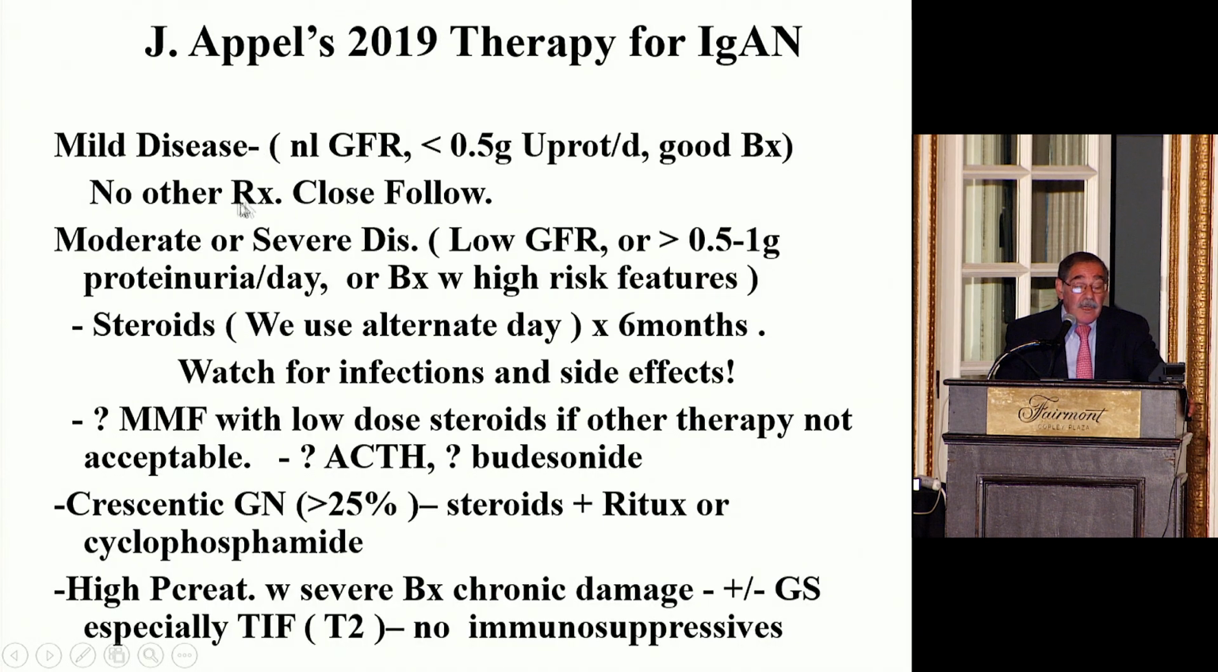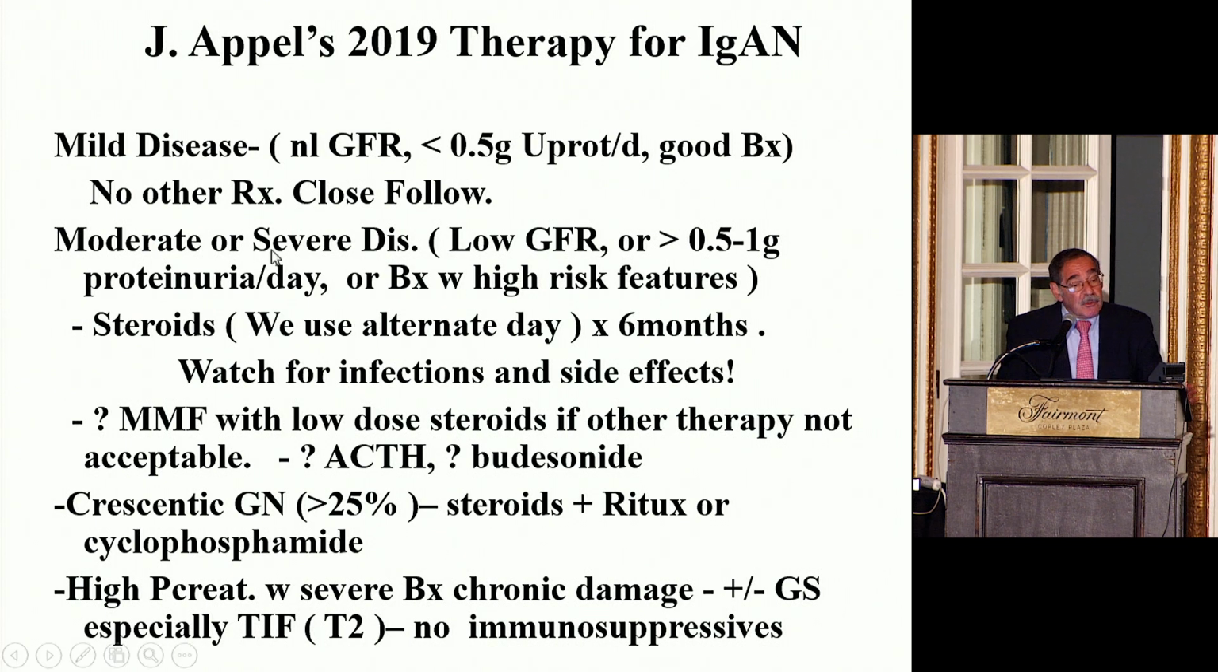Now, if you have mild disease, a normal GFR, your proteinuria is less than a half a gram a day, and you have a good-looking biopsy, that's it. I wouldn't do anything different. You're in a good group at this point. You can follow that patient. New studies are coming out all the time. As I said, we're working on all these newer agents to treat the disease. It's not worth even giving you a course of steroids at this point.